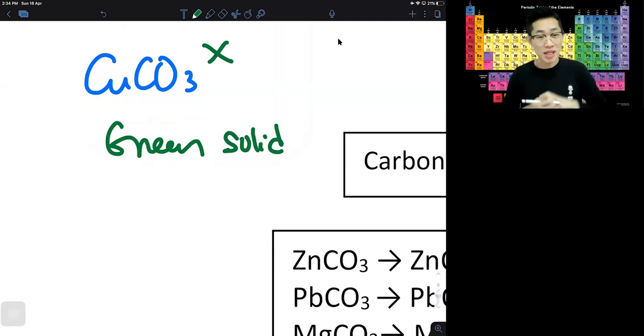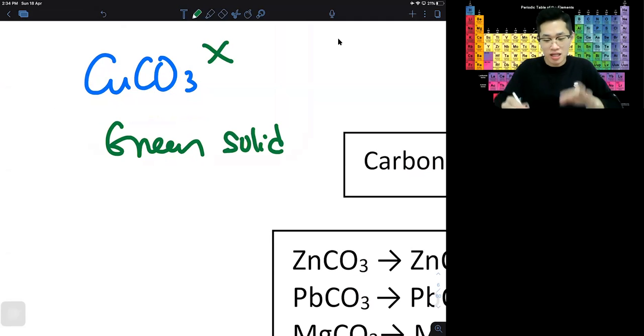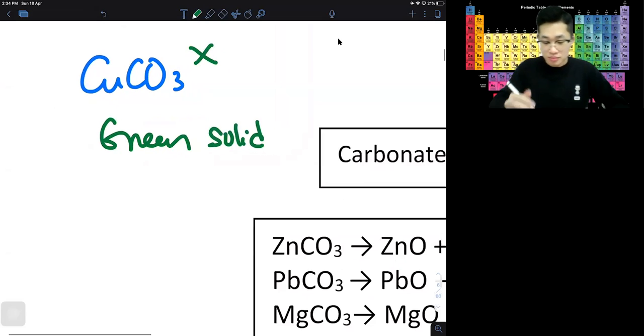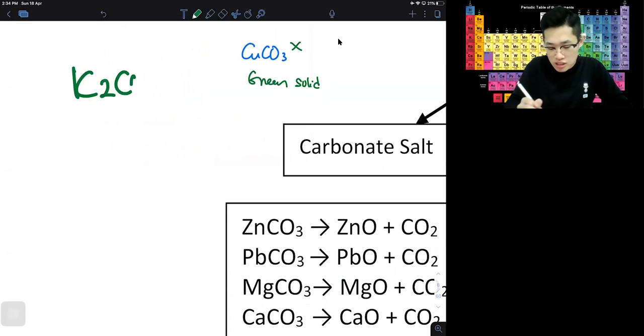So this is how people know whether it is a solid or a solution. Okay, then how about this? K2CO3.